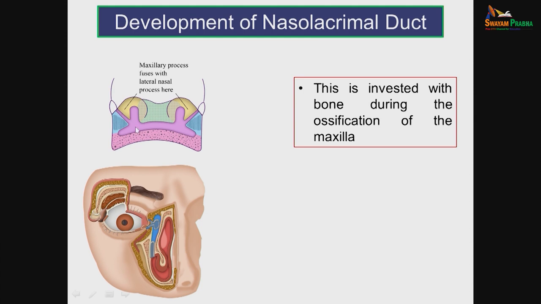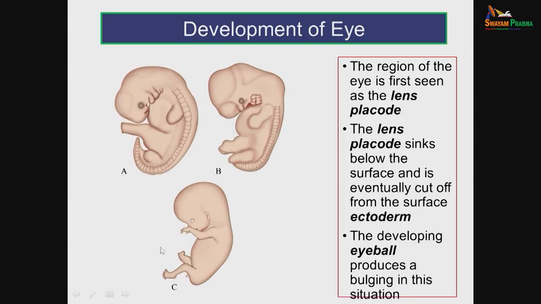You can see that the nasolacrimal duct extends from the medial angle of the eye to the stomatodeum, and this nasal pit later on separates from the stomatodeum, and hence the nasolacrimal duct will open into the nasal cavity. In the adult, the nasolacrimal duct opens into the inferior meatus in the lateral wall of the nose. So you can compare the development with its adult position. That is the development of the nasolacrimal duct.